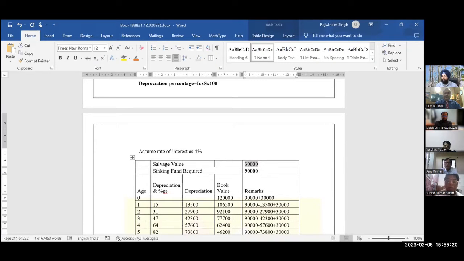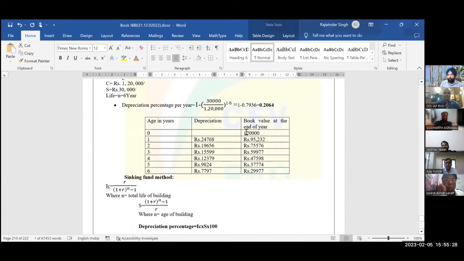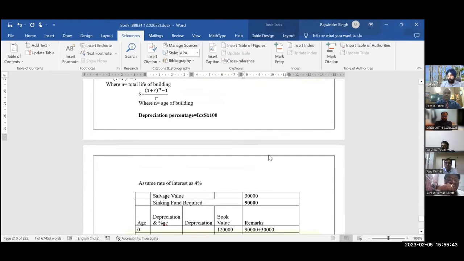30,000. So what amount you have to collect? See the difference here. Here you were considering this amount, 1,20,000. But in the sinking fund method, remember, you have to consider what amount you have to collect. Here you have to collect 90,000, not 1,20,000. So you have to deduct this sinking fund from 1,25,000. It means you require a sinking fund of 90,000.